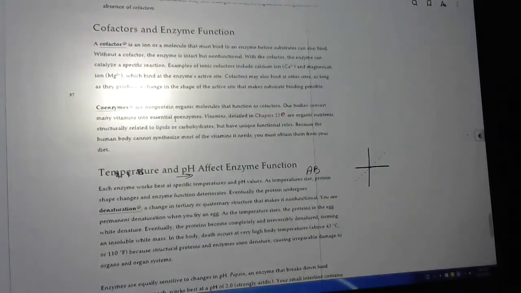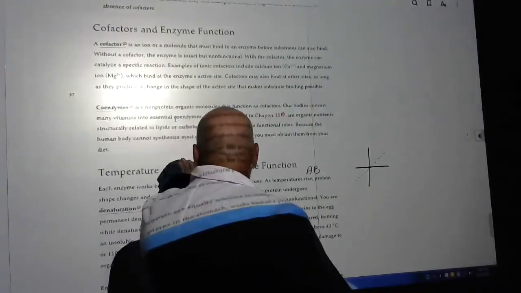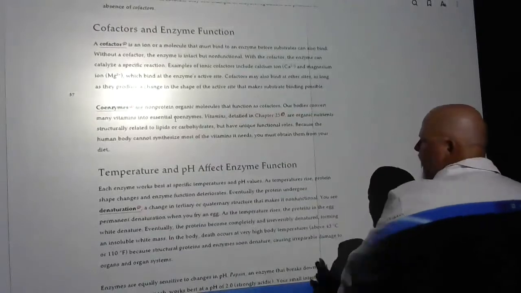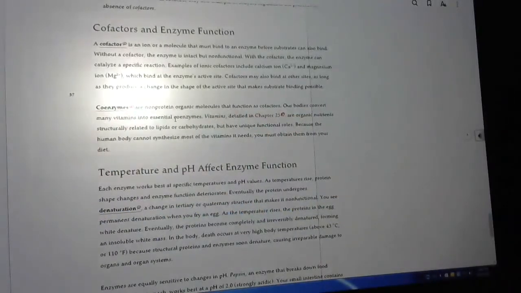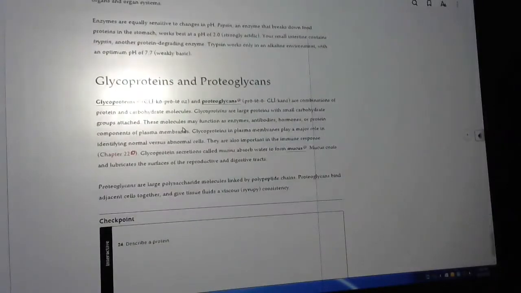Okay, so let's move on. Here's that denaturing. When we change the shape of a protein, it's called denaturation, or denaturing that protein. It's no longer functional. Now listen, we can denature it by either heating it up or putting it in acid. If you put something in acid, it's going to change its shape.